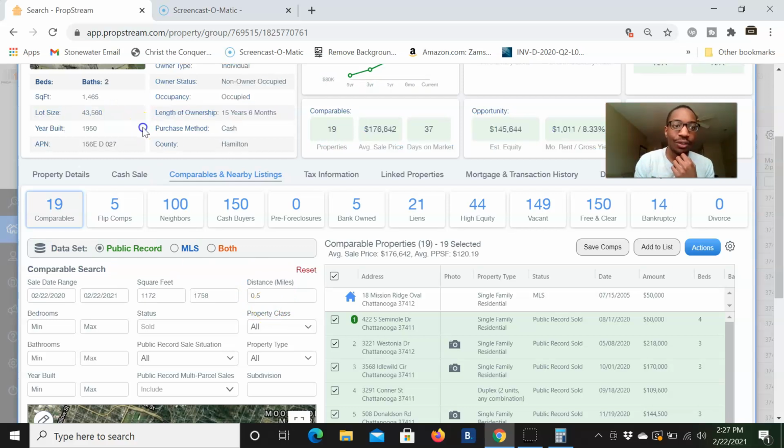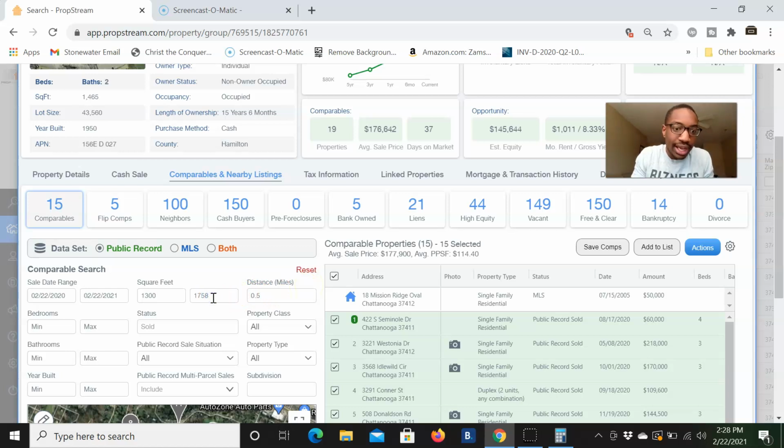But since this is 1465, and they use comparables from 1172 to 1758, what you can do is bring this up a little bit more. So instead of 1172, you could put like 1300 square feet, something like that. And this already dropped the average price per square feet down. You remember it was 120, now it's 114.